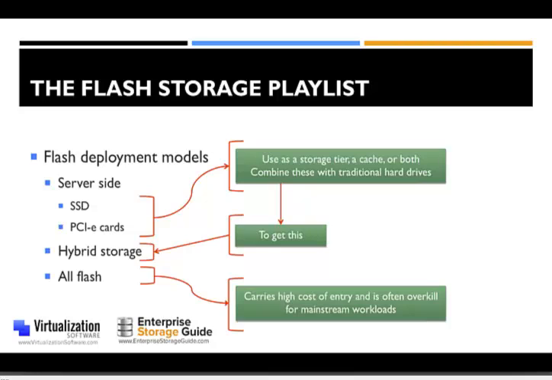And we also have all flash arrays, but those are still carrying a pretty high cost of entry, and they're often overkill for mainstream workloads. There's lots of different arguments you can make across the board for these, but in general, all flash is still sort of an outlier use case for many, although it is growing in popularity as more workloads demand more performance.